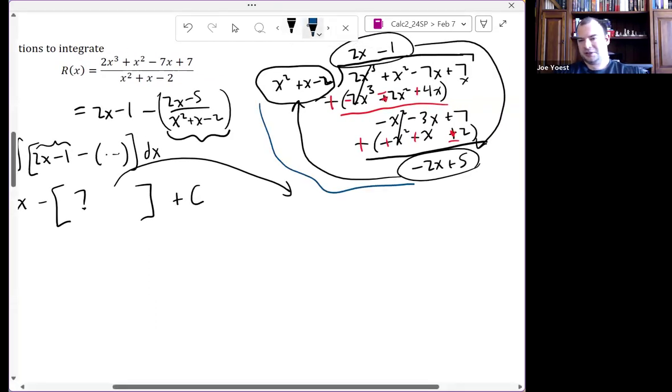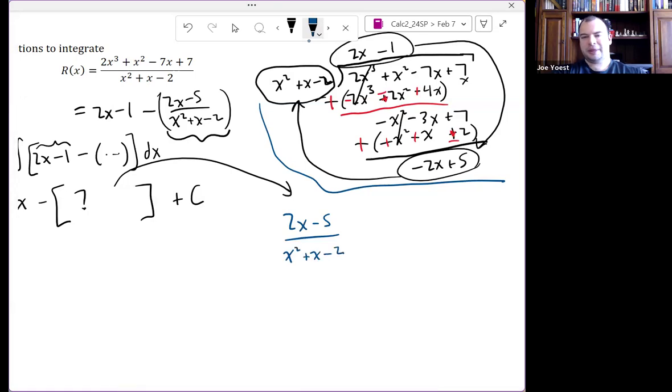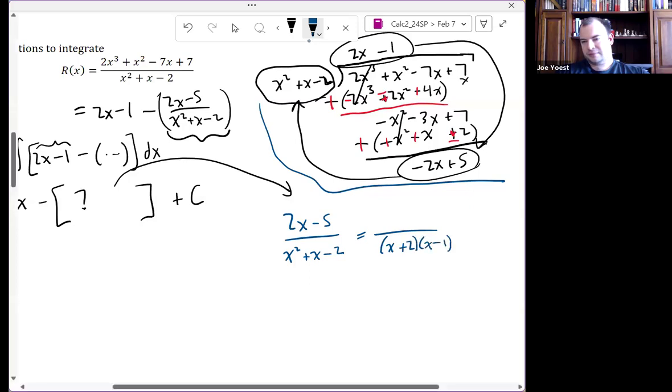Maybe switch colors. And we'll deal with 2x minus 5 over x squared plus x minus 2. So if I look at this denominator, I see that minus 2 is plus or minus 1 times 2. And if I do x plus 2 times x minus 1, that seems to work out.